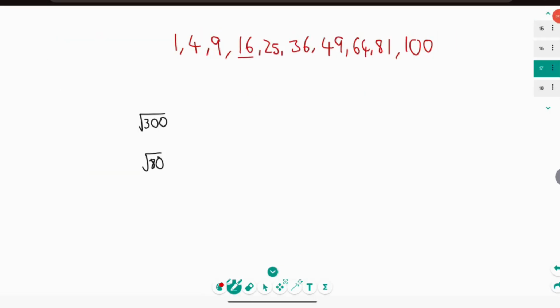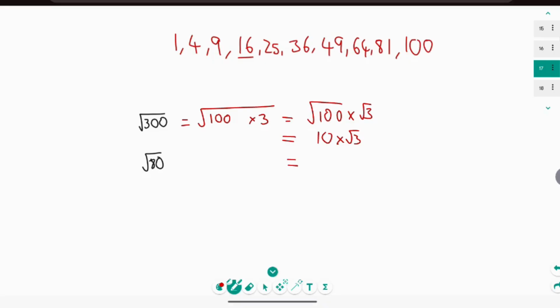Okay, and these 2 other questions, root 300, 100 is the highest common factor. Square root of 100 times the square root of 3. 10 times root 3. 10 root 3. Same with this root 80 as well. You may not have spotted, but the highest common factor is 16 again.